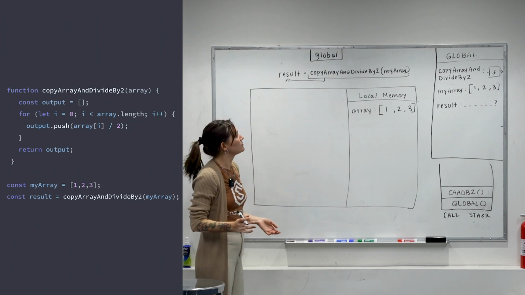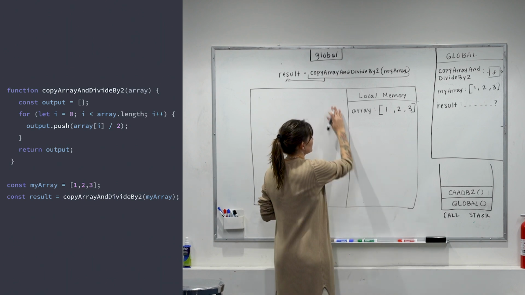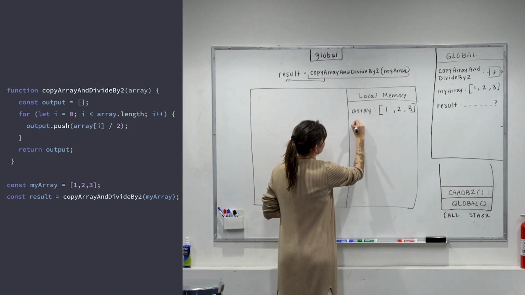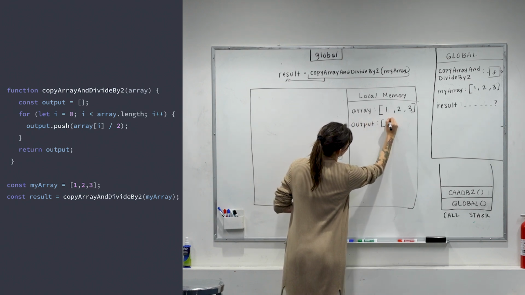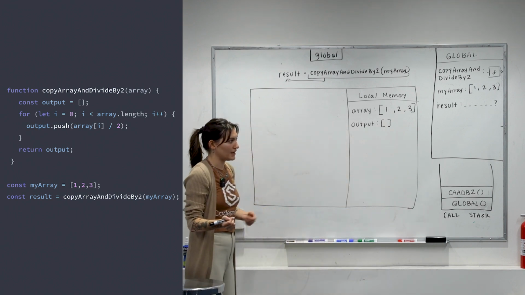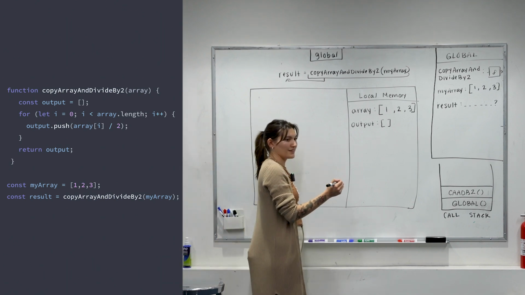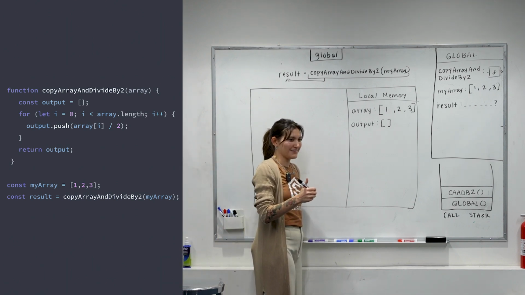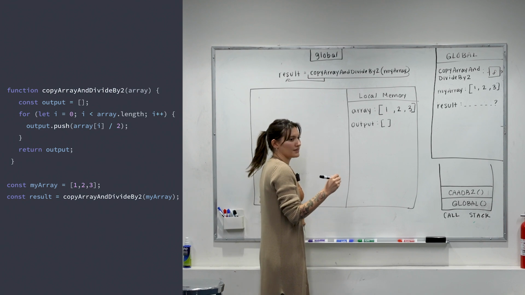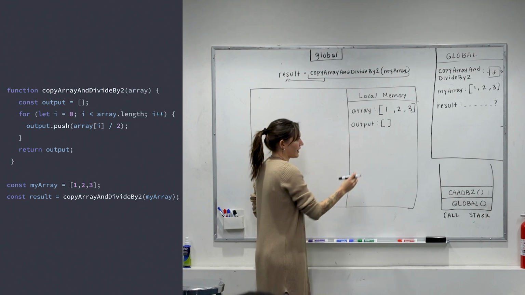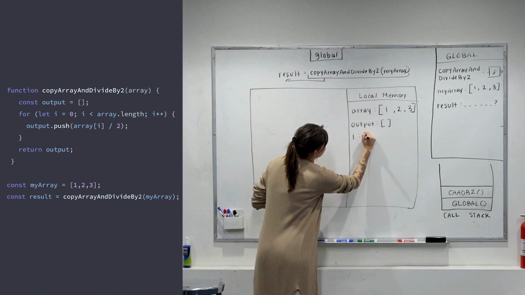Now what do we do? We are now inside the body. So we're going to be declaring a constant variable called output. And where are we storing that? In local memory. And its value is an empty array. Perfect. What do we do next? We are now going to go a line below, and we're going to be initializing a for loop. So we are now going to be declaring an i and setting its value to 0. And where are we storing that? In local memory. Fantastic.